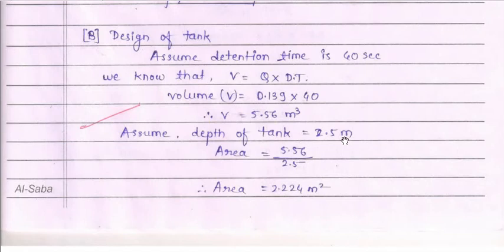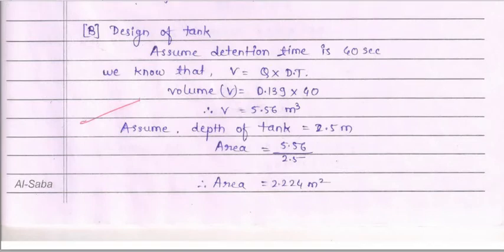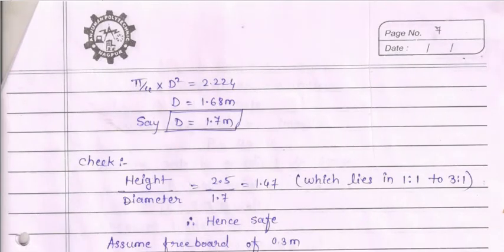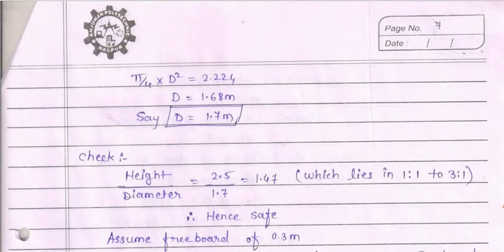Now assume the depth of the tank is 2.5 meter. The question arises, where does the depth of the tank come from? We have just seen that the depth of the tank may be around 3.5 meter, so we can assume it as 2.5 meter. Putting the value in, we get the cross sectional area of the tank. Similarly, assuming it as circular in nature, we get the diameter of the flash mixer.